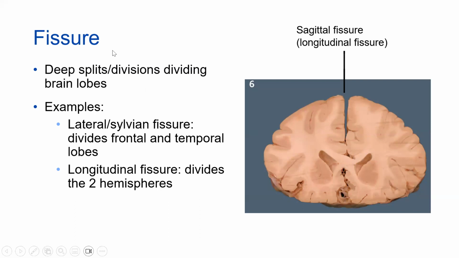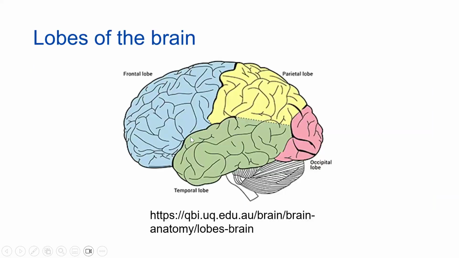To get into this a little bit, you have fissures. These are deep splits and divisions that divide the brain lobes. One example shown on the right-hand side here is the sagittal fissure, also called the longitudinal fissure, which actually separates the two hemispheres. So it can separate brain lobes or hemispheres, I guess I should have put, but you get my point. We already went over the longitudinal fissure. Another one is the lateral, also called Sylvian fissure, which divides the frontal and temporal lobe, which you would be able to appreciate right here.